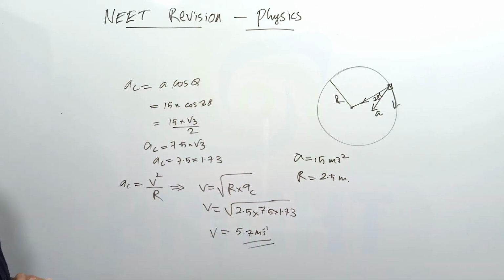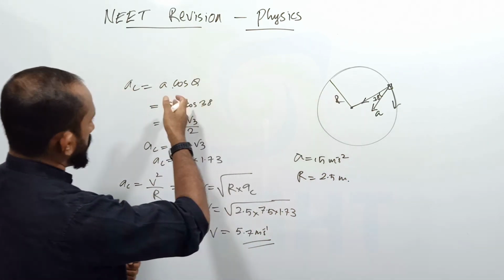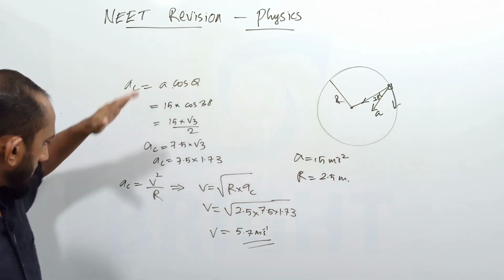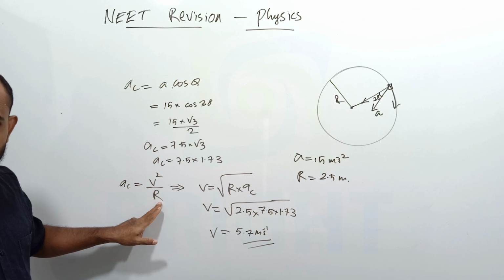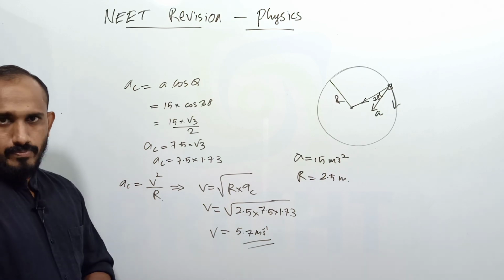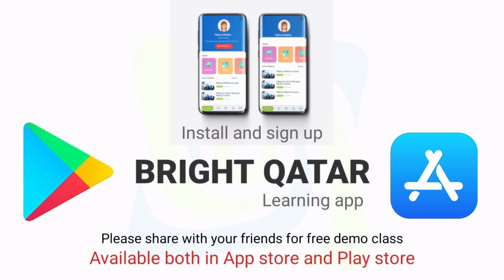V. So we got the concept of circular motion here. Centripetal acceleration we got by resolution. And then the centripetal acceleration equation is V square by R, linear velocity squared by radius. So V is equal to root R into AC. Then V is equal to 5.7 meter per second. I hope you got it.